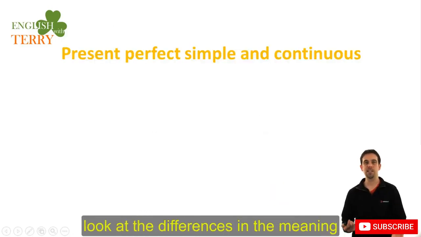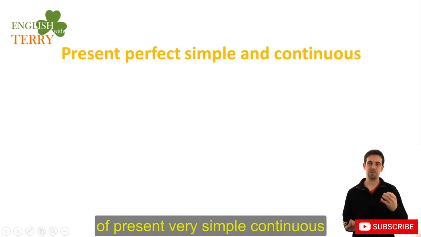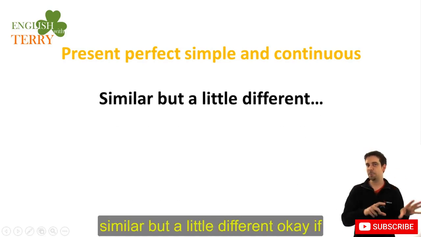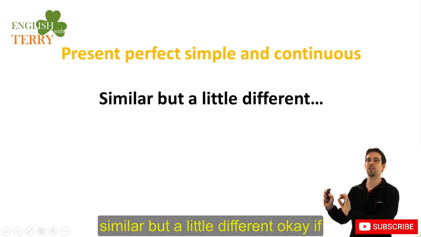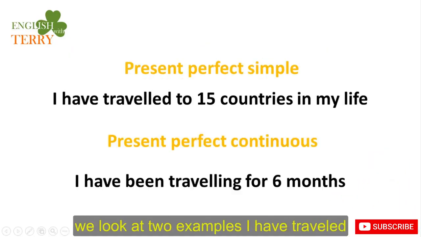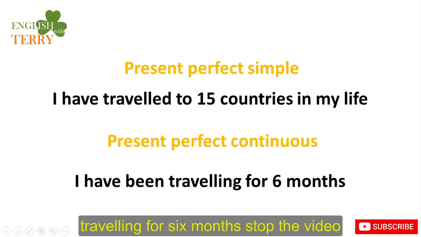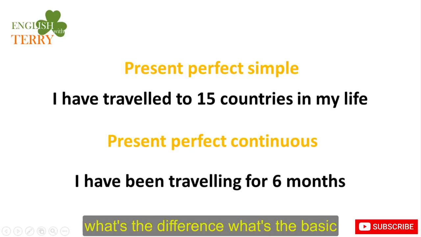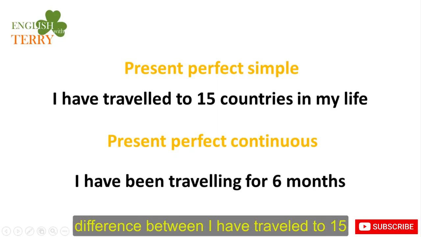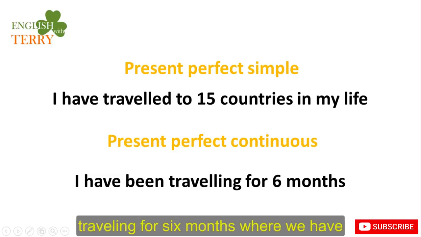Now, when we look at the differences in the meaning of present perfect simple and continuous, similar but a little different. Okay. If we look at two examples, I have traveled to 15 countries in my life. I have been traveling for 6 months. Stop the video. What's the difference? What's the basic difference between I have traveled to 15 countries in my life, and I have been traveling for 6 months?